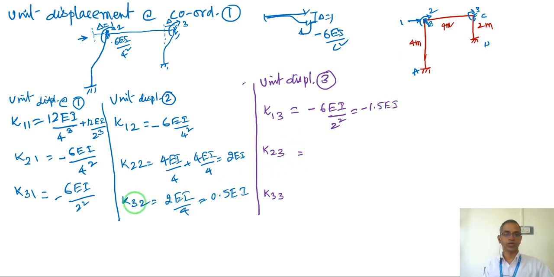K23 is equal to K32. K23 means because of the unit displacement at 3, how much is the moment produced at 2? Half of this beam. So this is 0.5, K32 is equal to 0.5. You can say 2EI by 4, which is 0.5 EI.